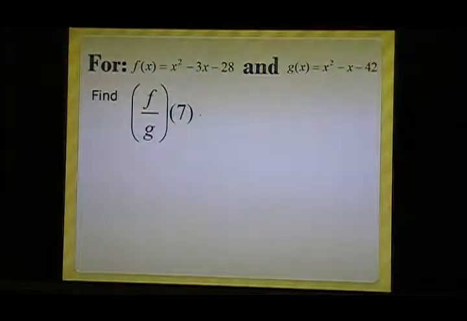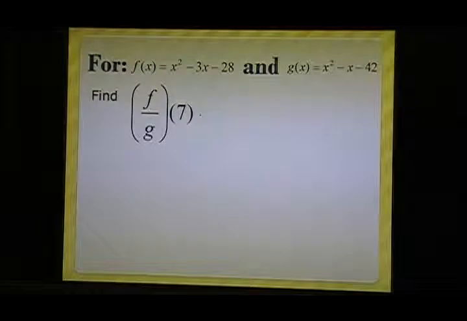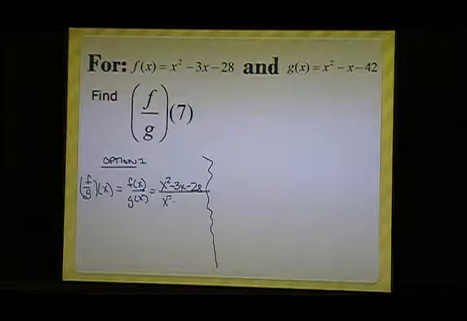So here we want to find f over g of 7. Or we want to evaluate the quotient function for a value of x equals 7. So if I do option 1, that involves finding the quotient function. So f over g of x is f of x divided by g of x, or x squared minus 3x minus 28 all over x squared minus x minus 42.